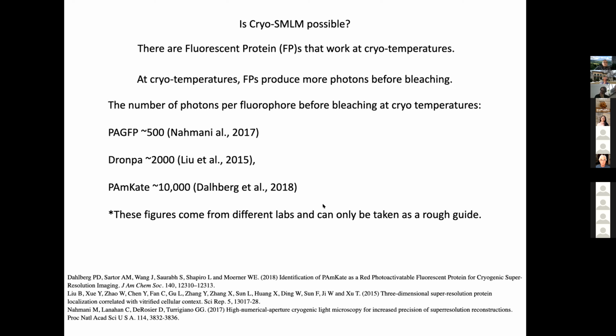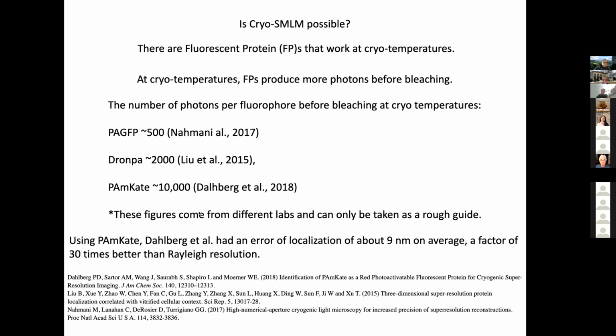There are a number of fluorophores. Here's the one we used, PA-GFP, gives you about 500 photons per fluorophore. Dronpa is about 2,000. PAmCherry, which is sort of a winner, is about 10,000. Now these figures all come from different labs, so they're not measurements done on the same instrument, and so on and so forth. So it's sort of a rough guide. But in this case with PAmCherry, this group had an error of localization of about 9 nanometers, which is about 30 times better than the Rayleigh criterion for resolution.